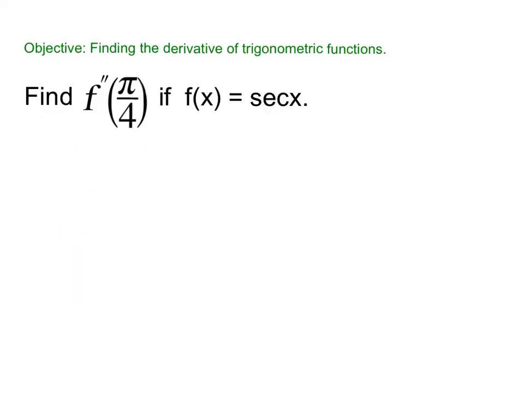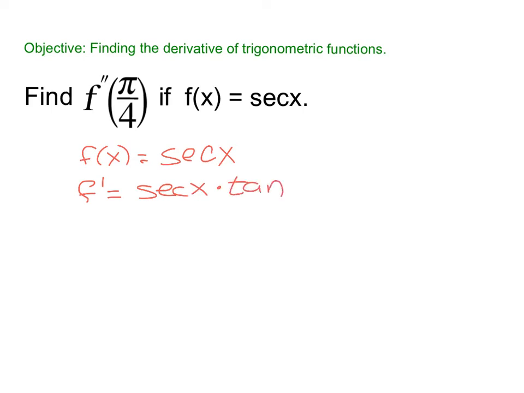All right, now this is a little trickier. Find f double prime of pi over 4 if f of x is secant. So let's start with this. f of x is secant. What is the derivative of secant? This is why this is harder. The derivative is secant tan.